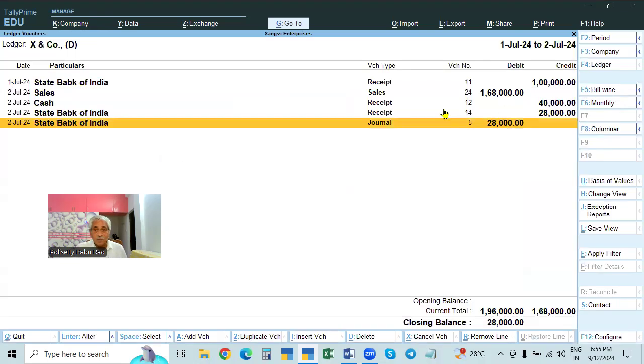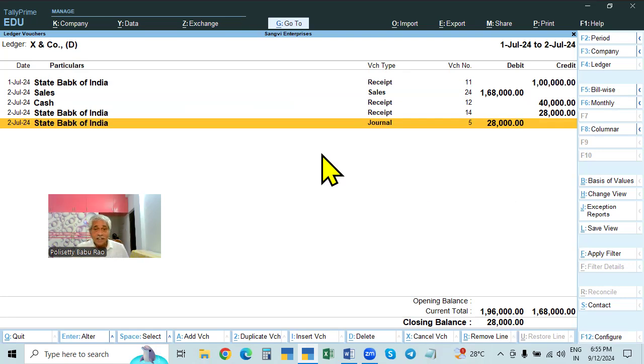Now, 28 is check bounce. This is the deposited back. It is bounced now. So his account is credited when he paid by check. And now he is becoming a debtor. Again, his account is debited, and he is a debtor, and the balance shows 28,000.